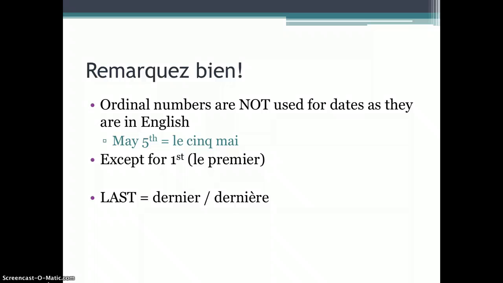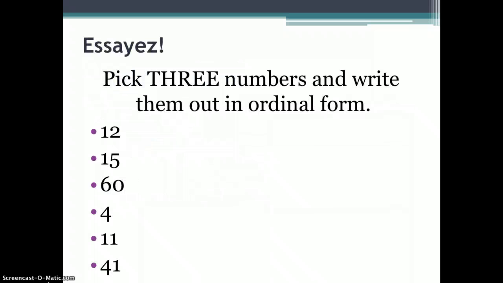Oh boy. Okay, so here are 6 numbers. Pause the video. Pick 3. Heck no. I want you to write them all. Write all of these numbers out in their ordinal numbers. Pause the video. Come on. Don't just wait for the answers. Try it. Do it.